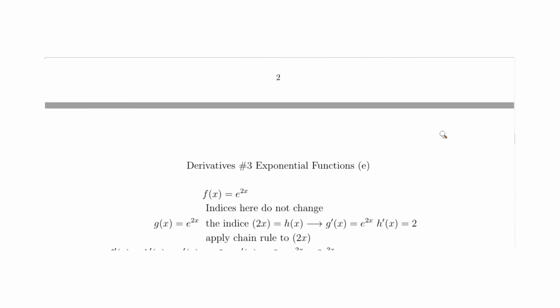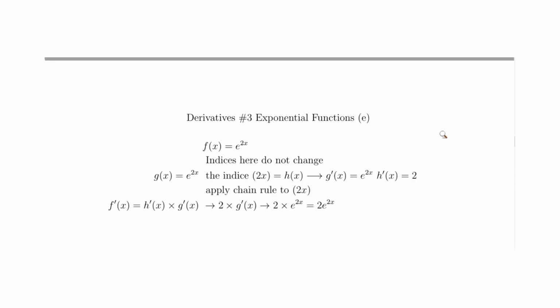Okay, so now let's go on to exponential functions. So exponential functions involve using e. The e we know is 2.71 and so on and so on. But when taking derivatives, the e never seems to change, but all the stuff around it does change. So if you have e to the x, the derivative of that is always e to the x.